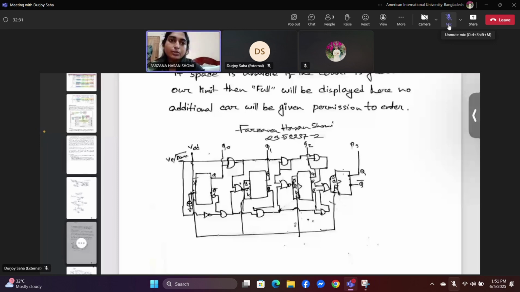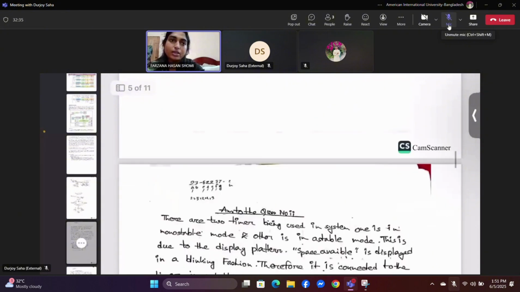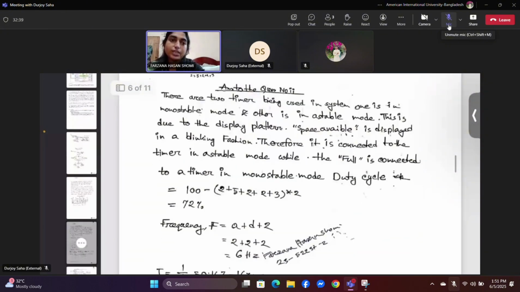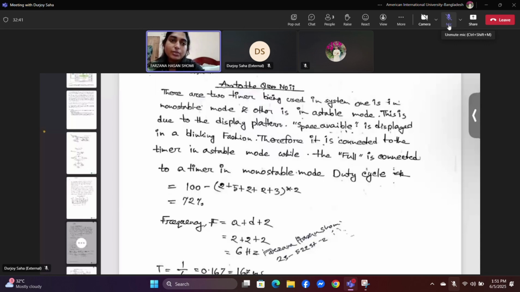Today, I would like to explain a system that uses two timers, one in monostable mode and the other in astable mode. In this system, the monostable timer is used to control the display of the word full, which appears only once when triggered. On the other hand, the astable timer controls the blinking of the message space available, which continues to blink as long as the condition is met.